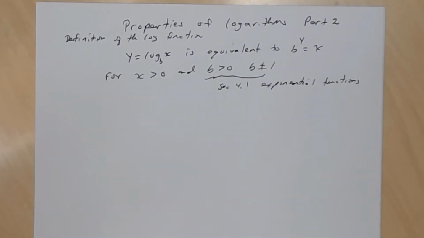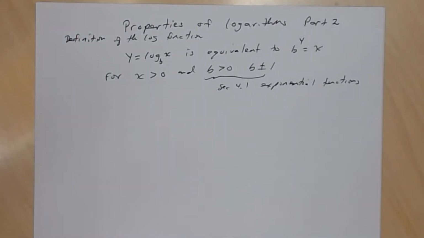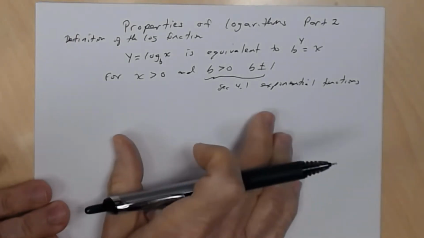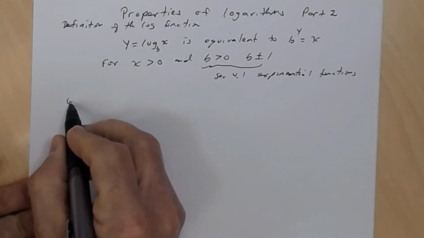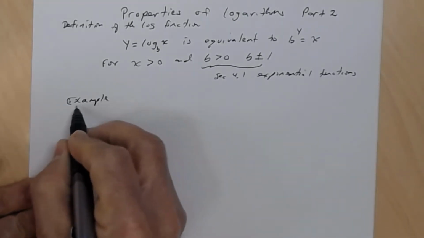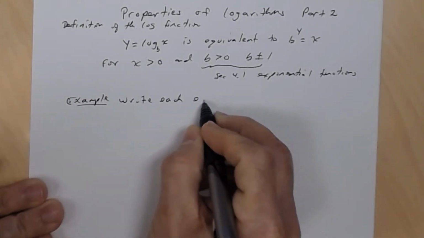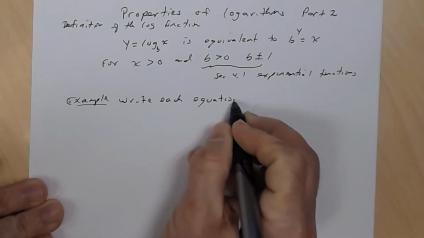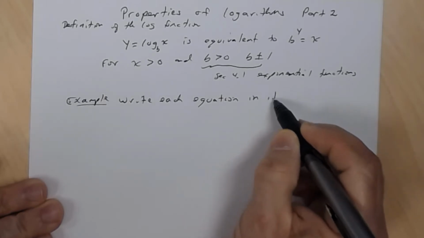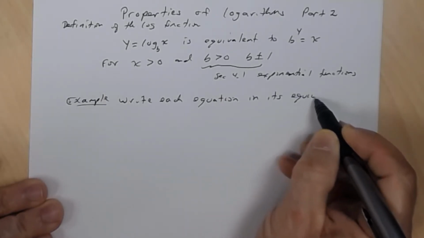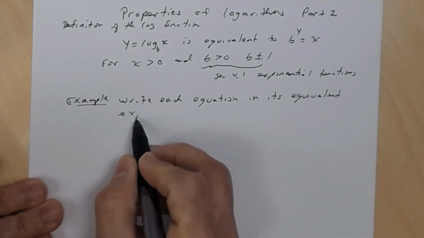One of the things, so this next part is going to be a review from part 1. One of the things you did in part 1 was this. For example, let's suppose you want to write each equation in its equivalent exponential form.